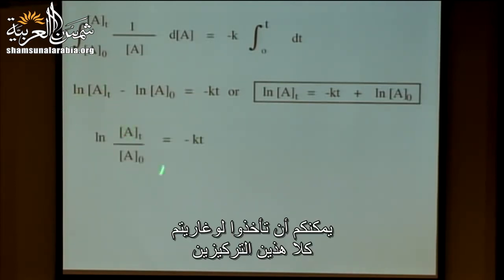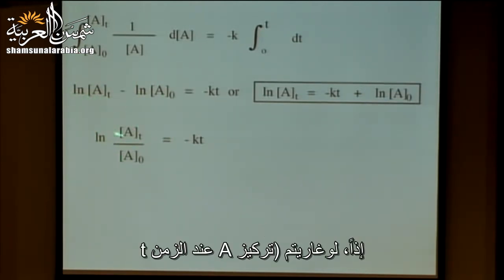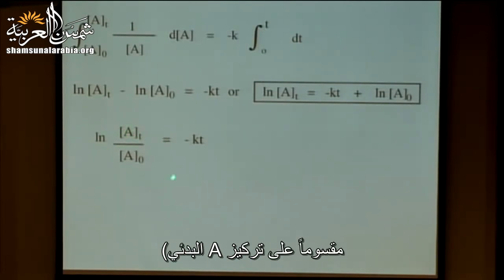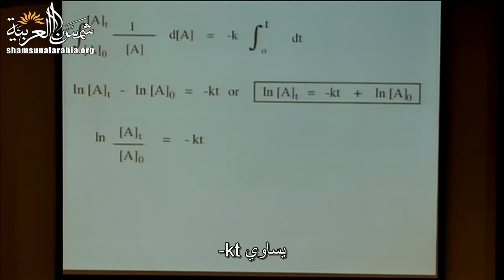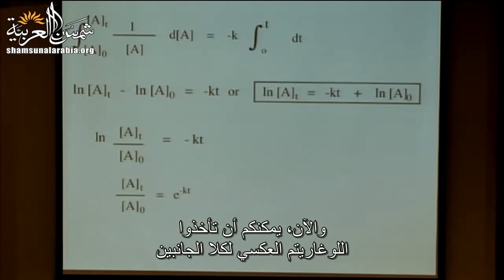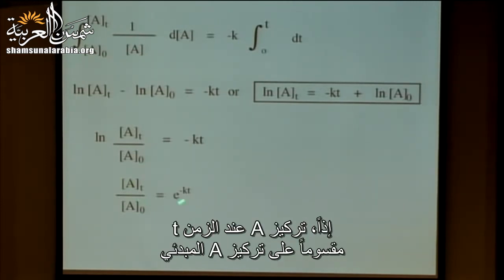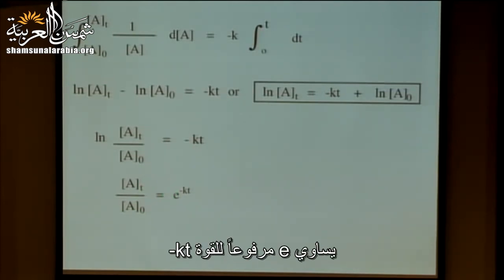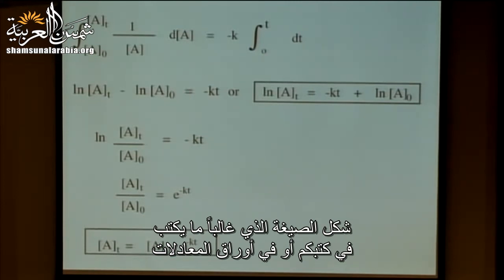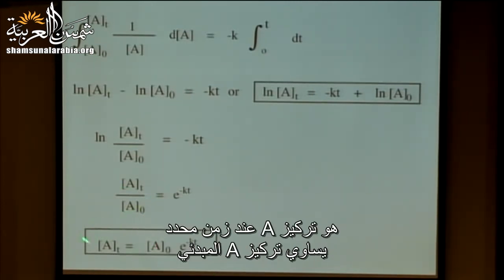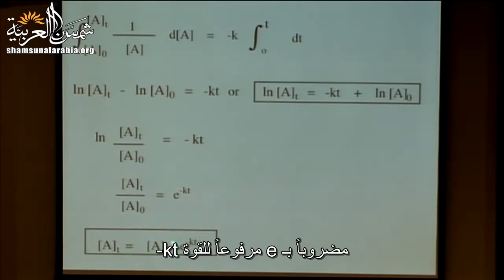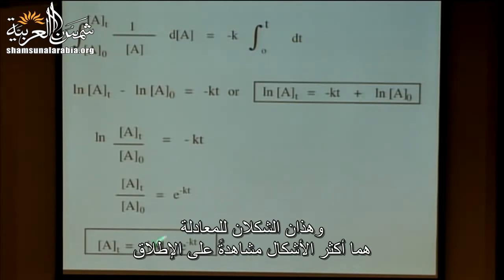You can also take the natural log and bring these two terms together. So the natural log of the concentration of A at time t over the original concentration of A equals minus kt. Now you can take the inverse natural log of both sides. So the concentration at time t over the initial concentration equals e to the minus kt. That expression is often written in your book or on equation sheets as the concentration at a particular time equals the concentration of the original material times e to the minus kt. And these are the two expressions that you'll see the most often.